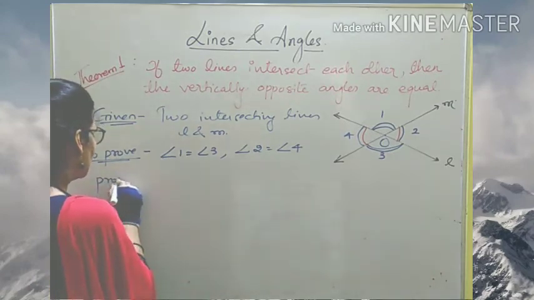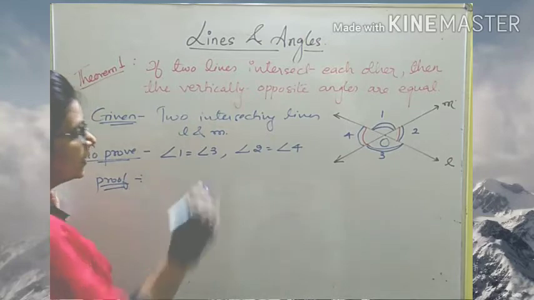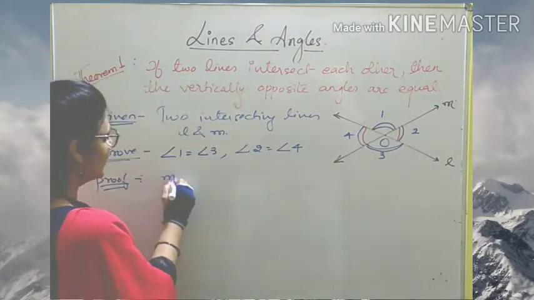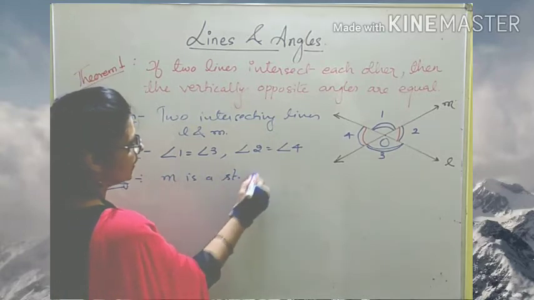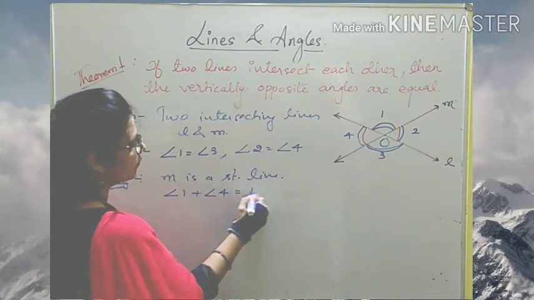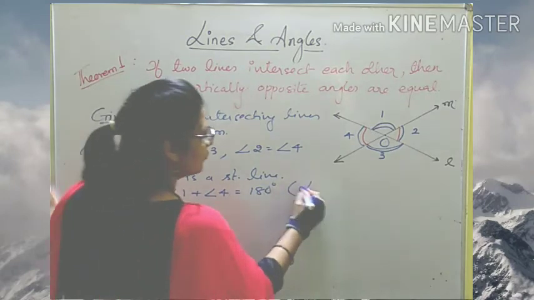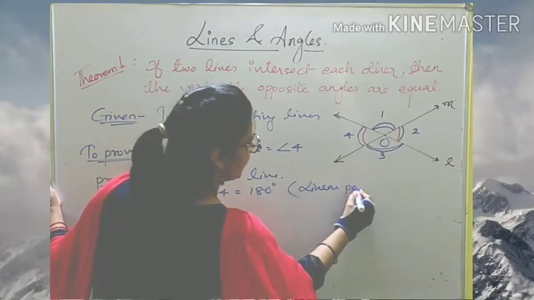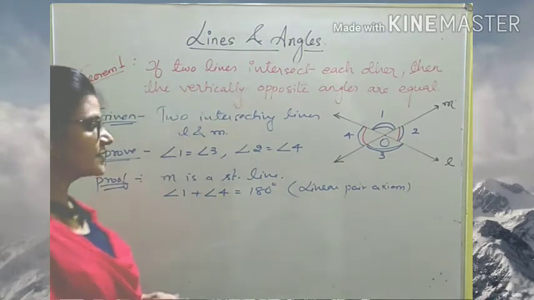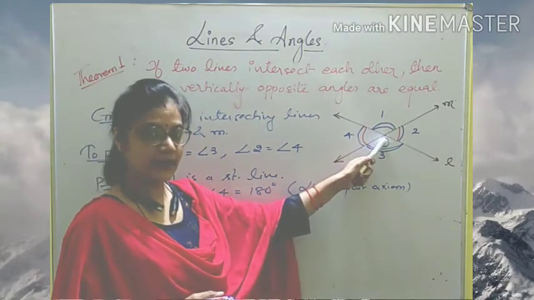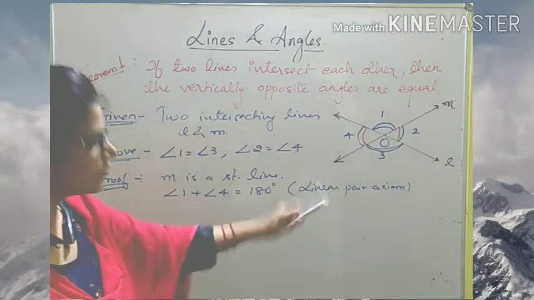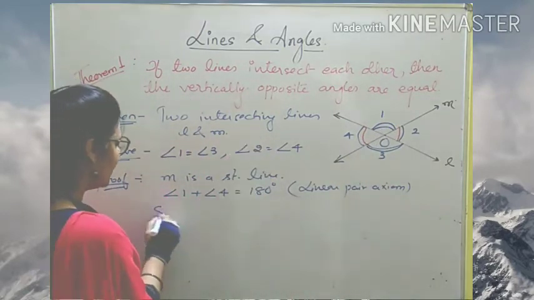Now, what is the proof? How will we prove it? Now, we know that M is a straight line. So, angle 1 plus 4 is equal to 180 degrees. From where are you getting this? This is with the help of the linear pair axiom. Now, what is our first axiom? If a ray stands on a line, then the sum of the adjacent angles is 180 degrees. Clear?